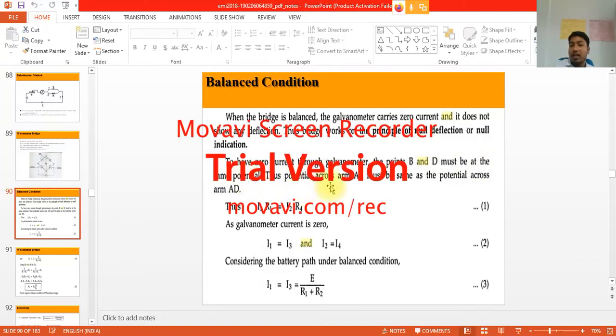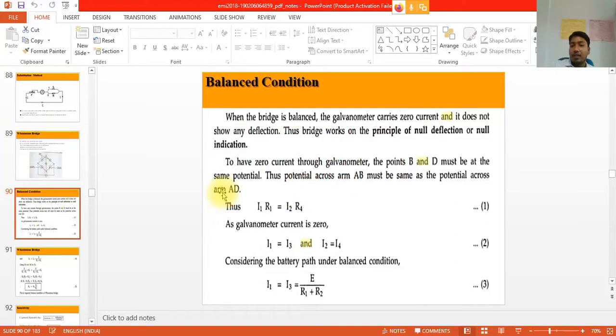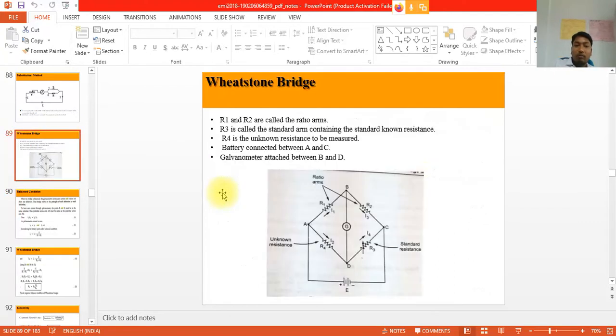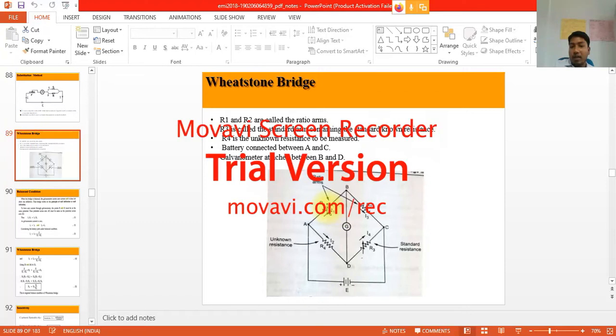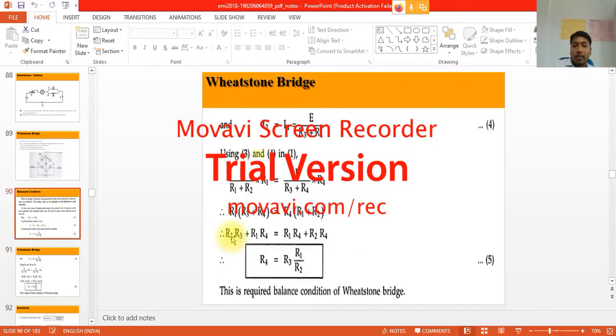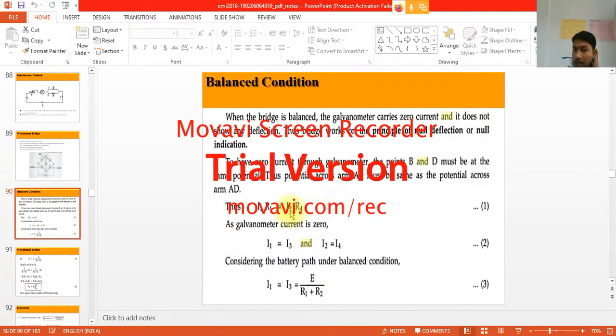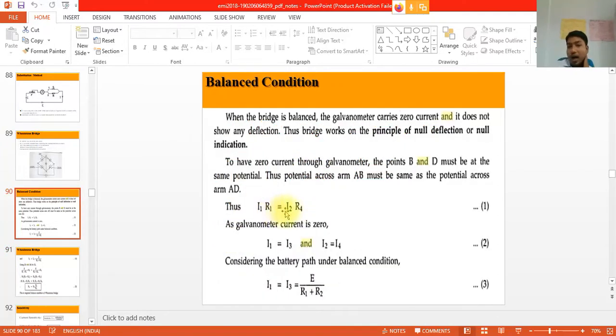Thus, the potential across arm AB must be the same as the potential across arm AD. The potential of AB will be I1 R1, and the potential of AD will be I2 R4. Here only that condition is written. Thus, I1 R1 is equal to I2 R4.